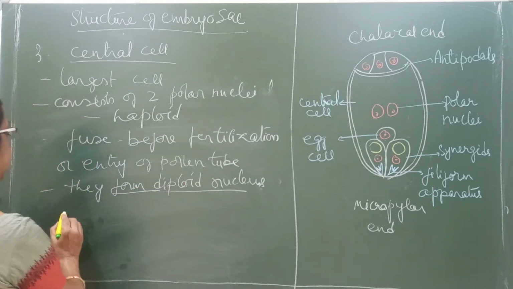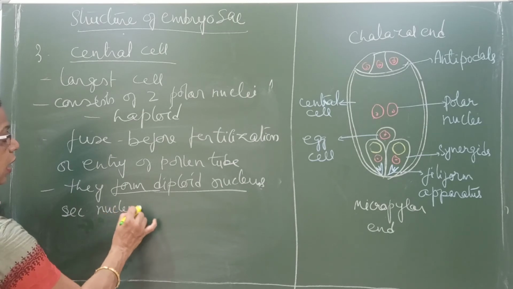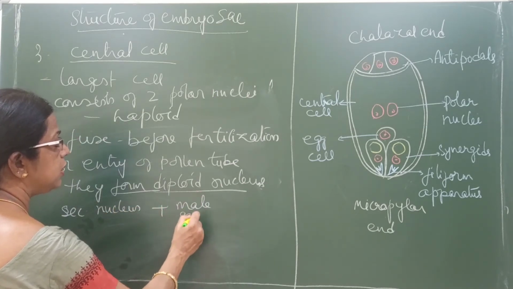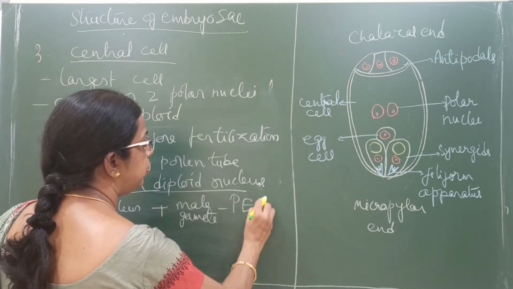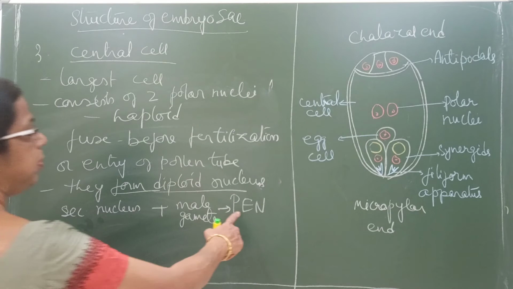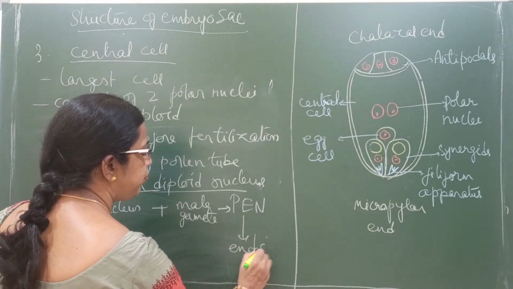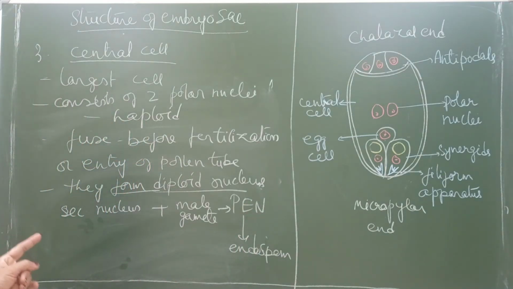This diploid secondary nucleus will fuse with another male gamete. So what will this form? It will form a primary endosperm nucleus. Later this primary endosperm nucleus will give rise to the endosperm. So this central cell, we can say, is the first cell of the endosperm.